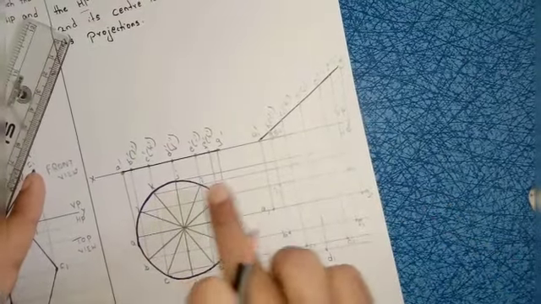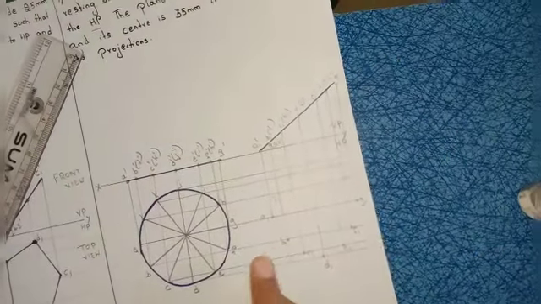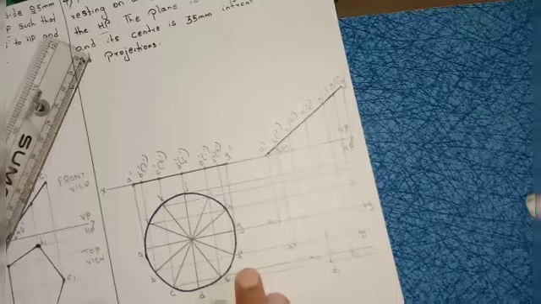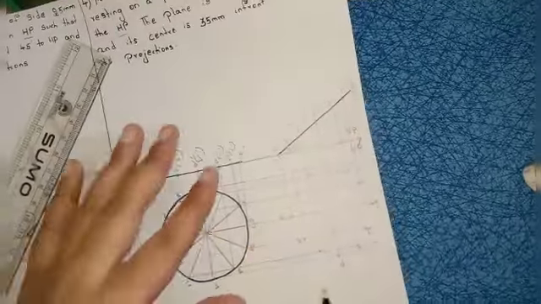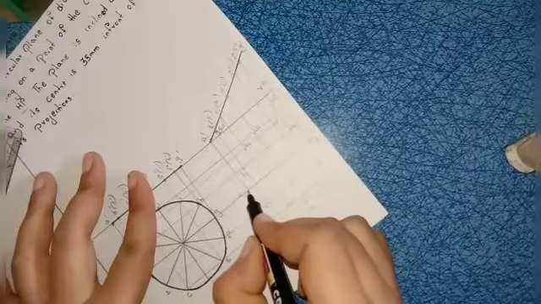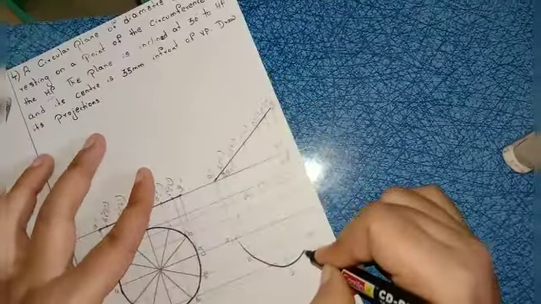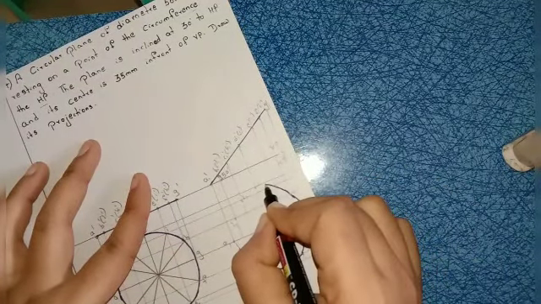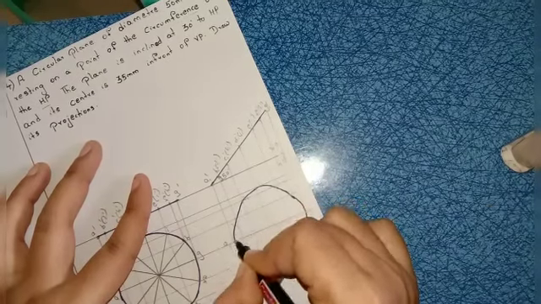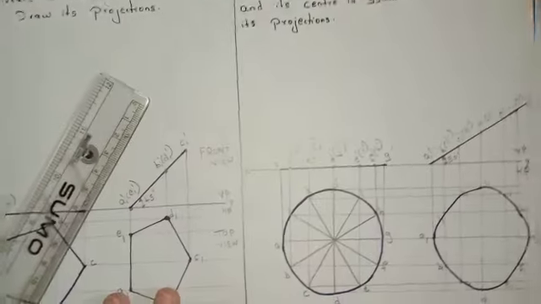Right? See these vertical lines, horizontal lines, intersection points. After that, join all these: A, B, C, D, E, F, G, H, I, J, K, L and A. Right? Somewhat we will get the shape of the ellipse because we have drawn here inclination one.